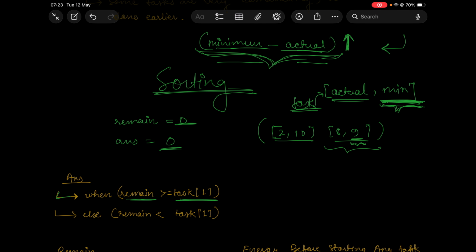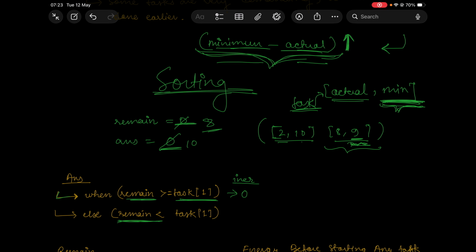So if that is the case, then we don't need to add anything to our answer. So it will be 0. We will just increment 0 to our answer. Now let's say the remaining that we have is less than task[1]. In this case, when we added this 10 to our answer and used this 2, remaining was 8. Now we needed 9. So this remaining energy is 8, but we needed 9.